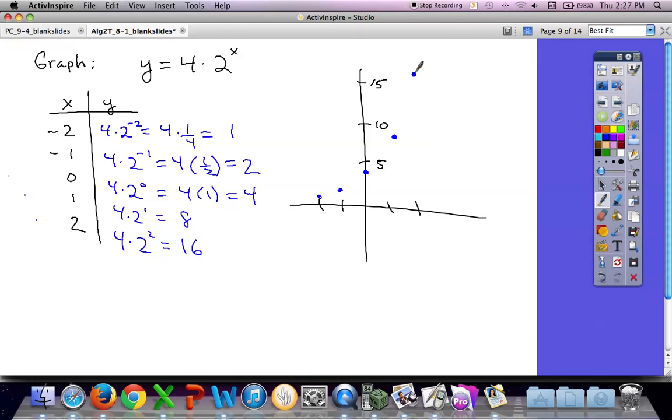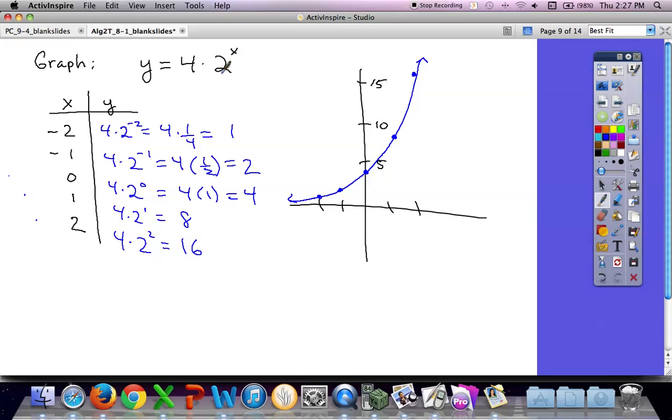So can we see the shape of the graph? It looks like this. So it's still exponential growth because that number 2 is greater than 1. That's what makes it exponential growth.